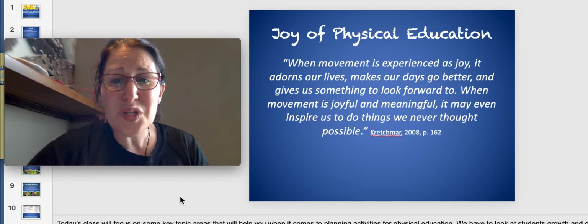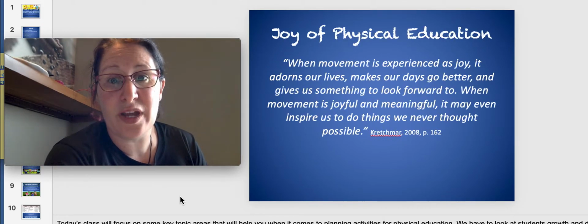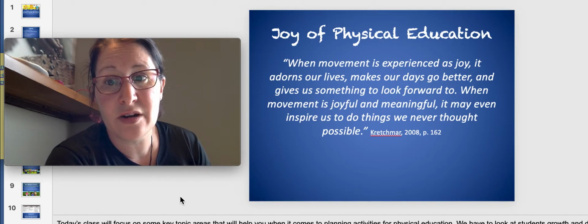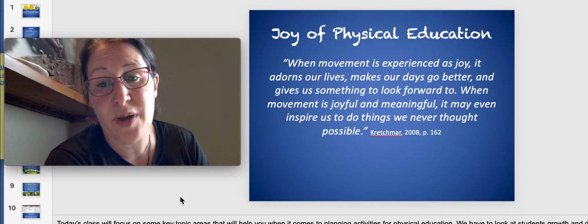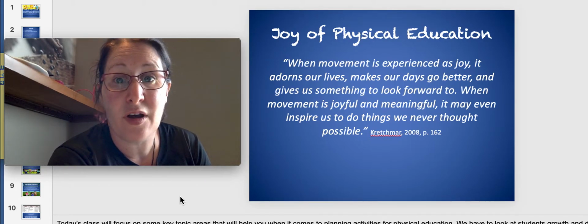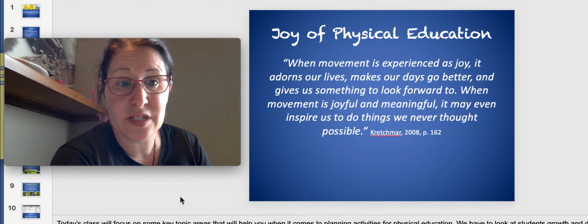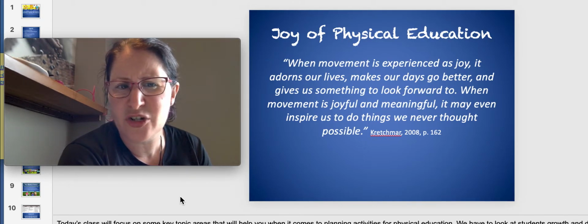So when movement is experienced as joy, it adorns our lives, makes our days go better, and gives us something to look forward to. When movement is joyful and meaningful, it may even inspire us to do things we never thought possible. So joy is one of the meaningful physical education features.